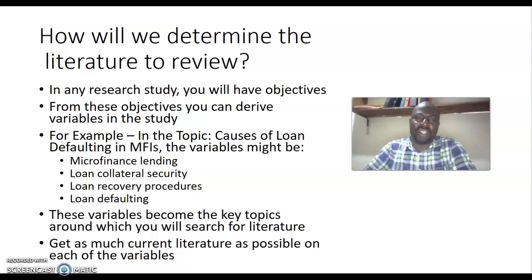For example, if your topic is causes of loan defaulting in microfinance institutions, the variables might be microfinance lending, loan collateral security, loan recovery procedures, and loan defaulting. These variables will become the key topics or the key areas around which you search for literature.